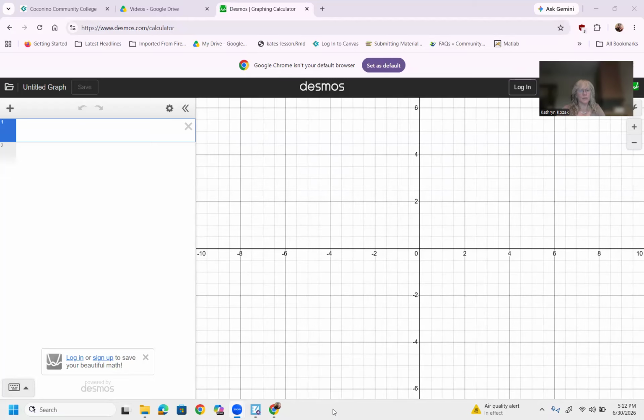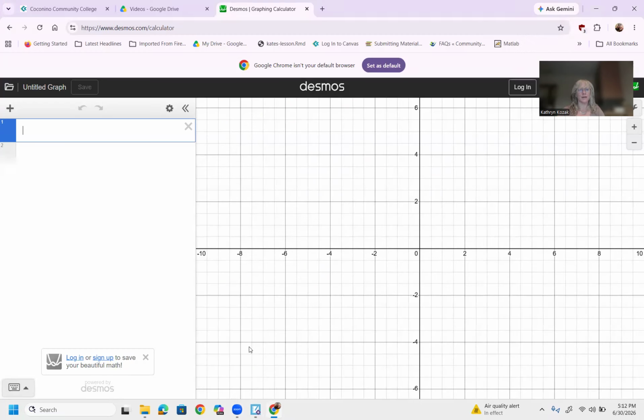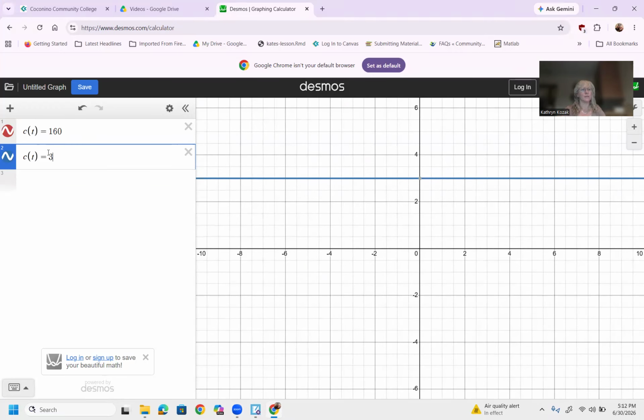So when I go back to my formula, I have 160 is equal to 32t. So we're going to put 160 for y or c on one side and 32t for c in another spot. So in my Desmos, what I'll do is I'll say c of t equals 160. And then I'll put c of t is equal to 32t.